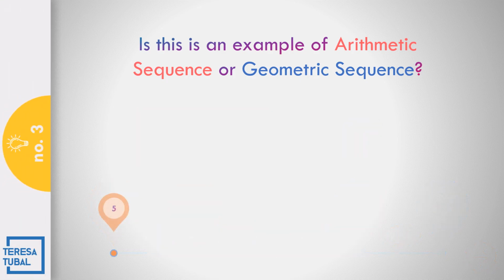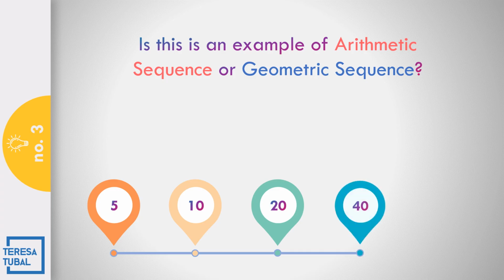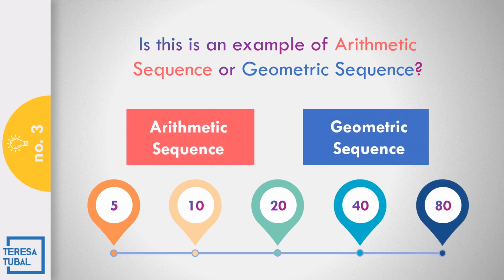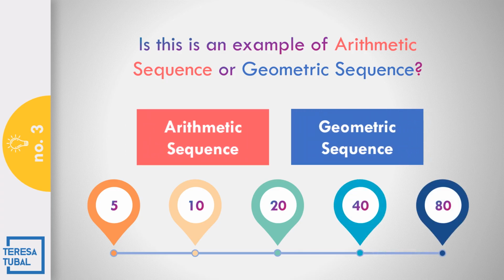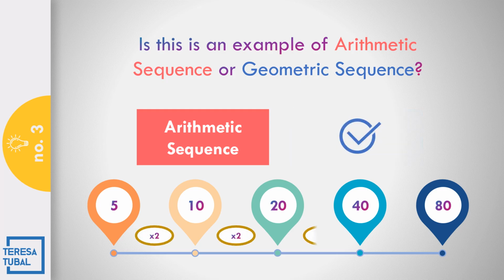How about number 3? Arithmetic or geometric sequence: 5, 10, 20, 40, and 80. What do you think is the answer? Correct. The answer is geometric sequence. If we get the common ratio, second term divided by the first term, so 10 divided by 5, the answer is equal to 2. Let us try if we multiply by 2 from the first up to the last term. So 5 times 2 is 10, 10 times 2 is 20, 20 times 2 is 40, 40 times 2, the answer is equal to 80.